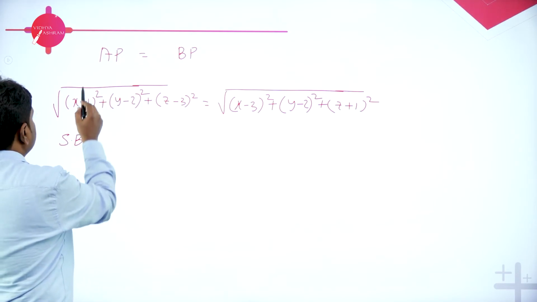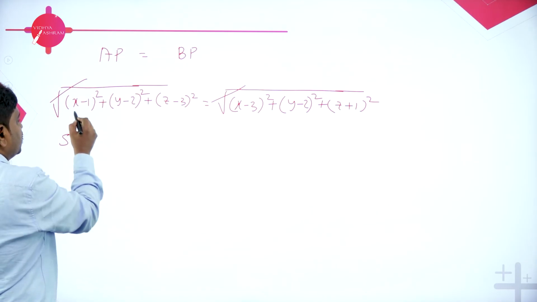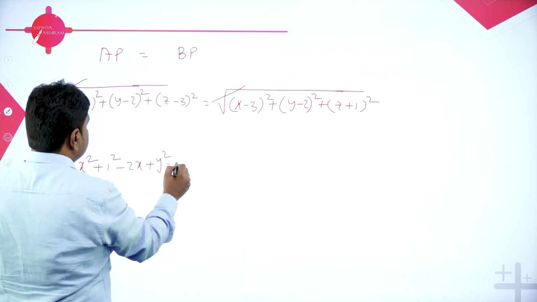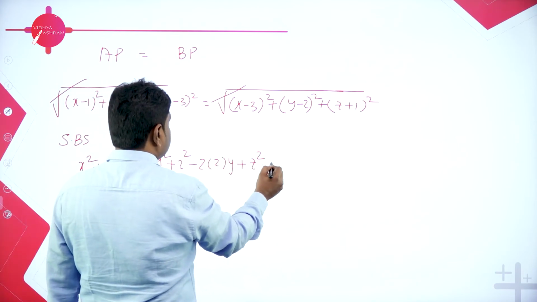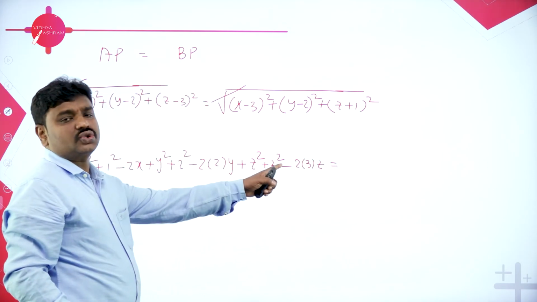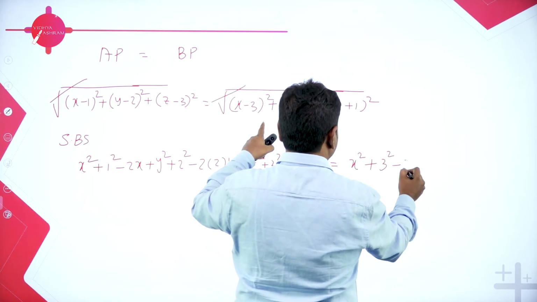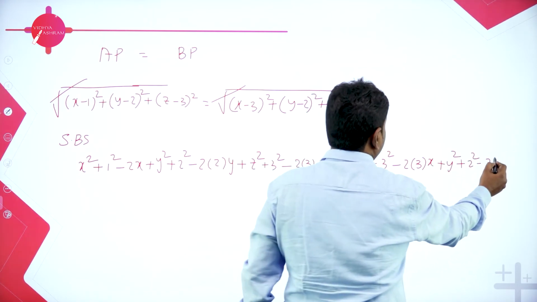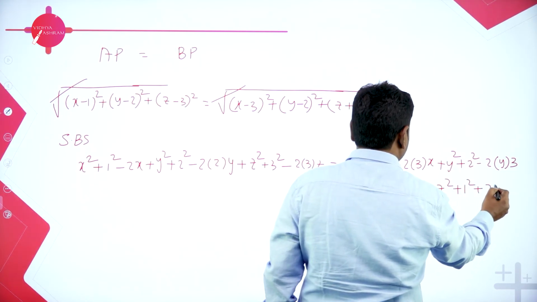So now squaring on both sides, the square root cancels. So we are left with (x minus 1) the whole square. If we expand, what is (a minus b) the whole square? a square plus b square minus 2ab. Similarly, this will become y square plus 2 square minus 2 into 2 into y plus z square plus 3 square minus 2 into 3 into z. Same thing here: x square plus 3 square minus 2 into 3 into x plus y square plus 2 square minus 2 into y into 2 plus z square plus 1 square plus 2z.